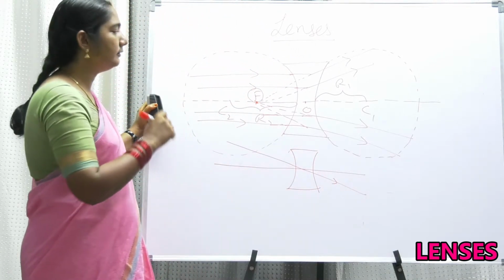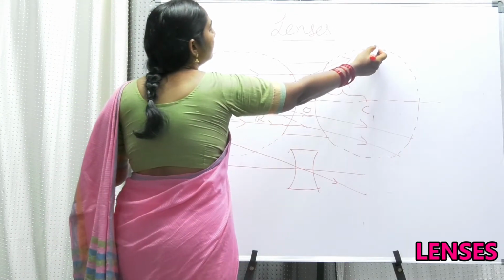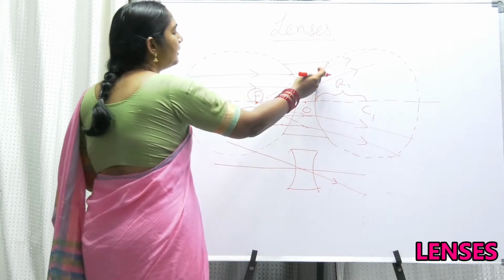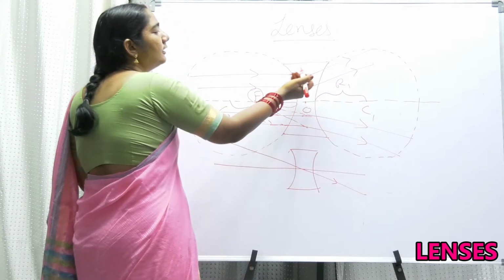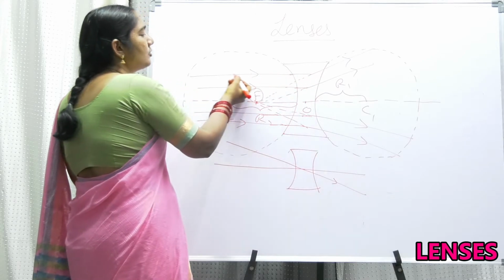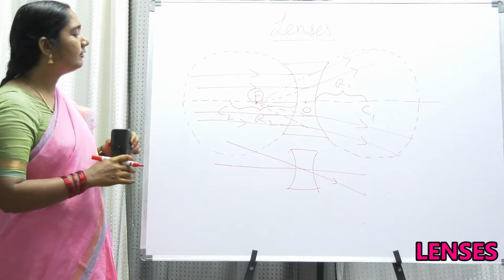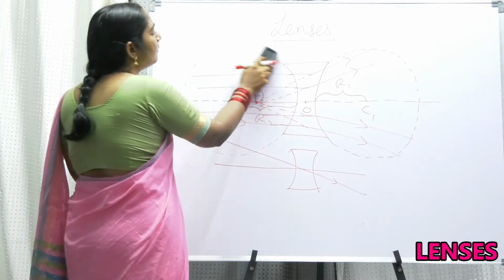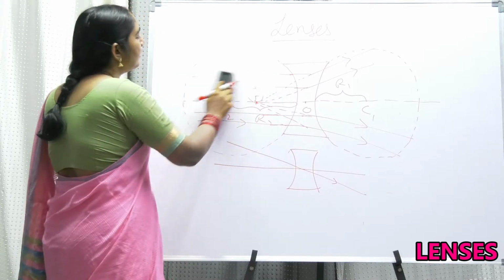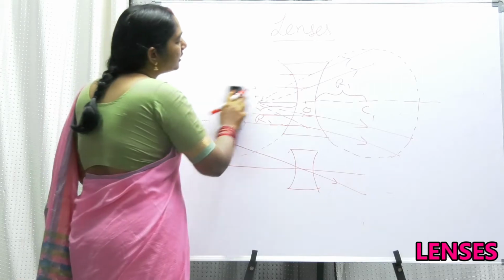So my dear friends, if any ray comes as if it is coming from the principal focus, after refraction it just goes parallel to the principal axis. And similar case we have seen in the case of a convex lens. So in the concave lens, in this particular case the principal focus is virtual.